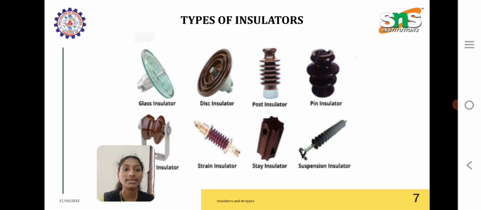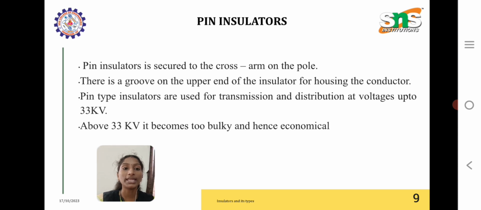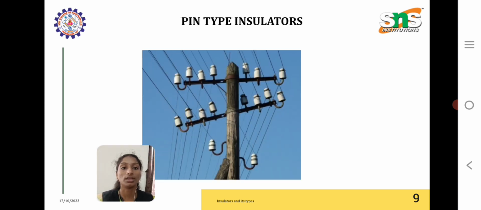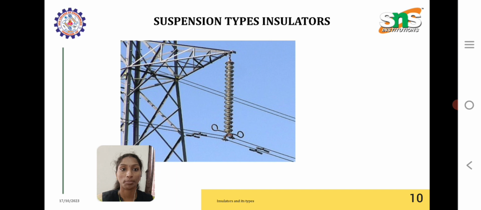This picture clearly shows the types of insulators: glass insulator, disc insulator, post insulator, pin insulator, shackle insulator, strain, stay and suspension insulators. First we will deal with pin type insulators. See that white colored part is the pin type insulator, which is connected above the pole and given to the conductor. Pin type insulators are used up to 33 kilovolt. If manufactured for above 33 kilovolt, it will be bulky in size and also uneconomical.